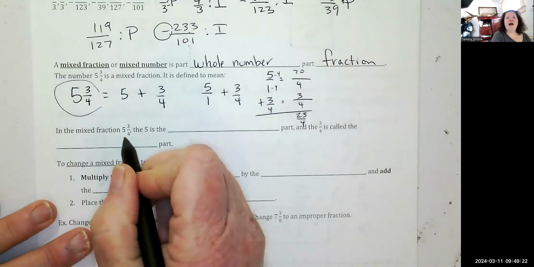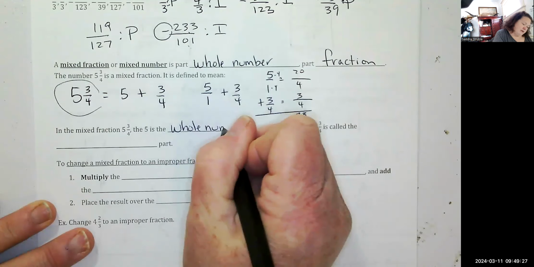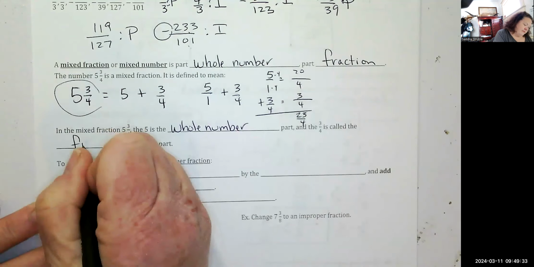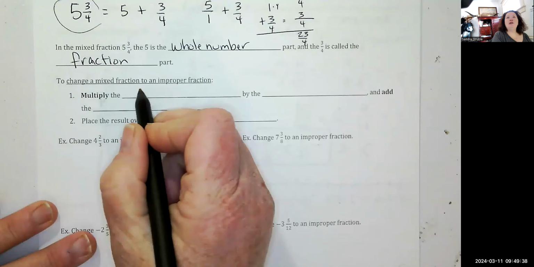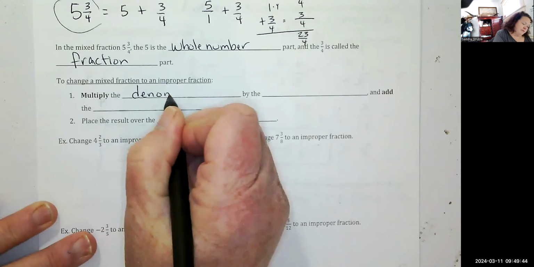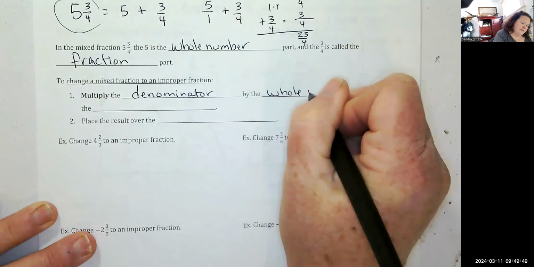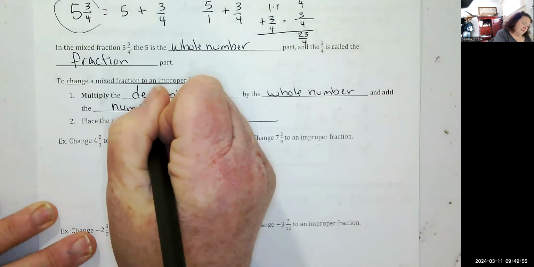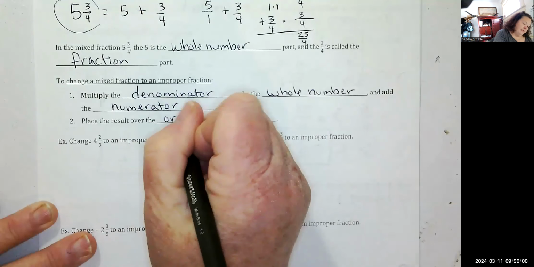So in the mixed fraction, 5 3/4, the 5 is the whole number part, and the 3/4 is called the fraction part. To change a mixed fraction to an improper fraction, we're going to multiply the denominator by the whole number and add the numerator. Place the result over the original denominator.